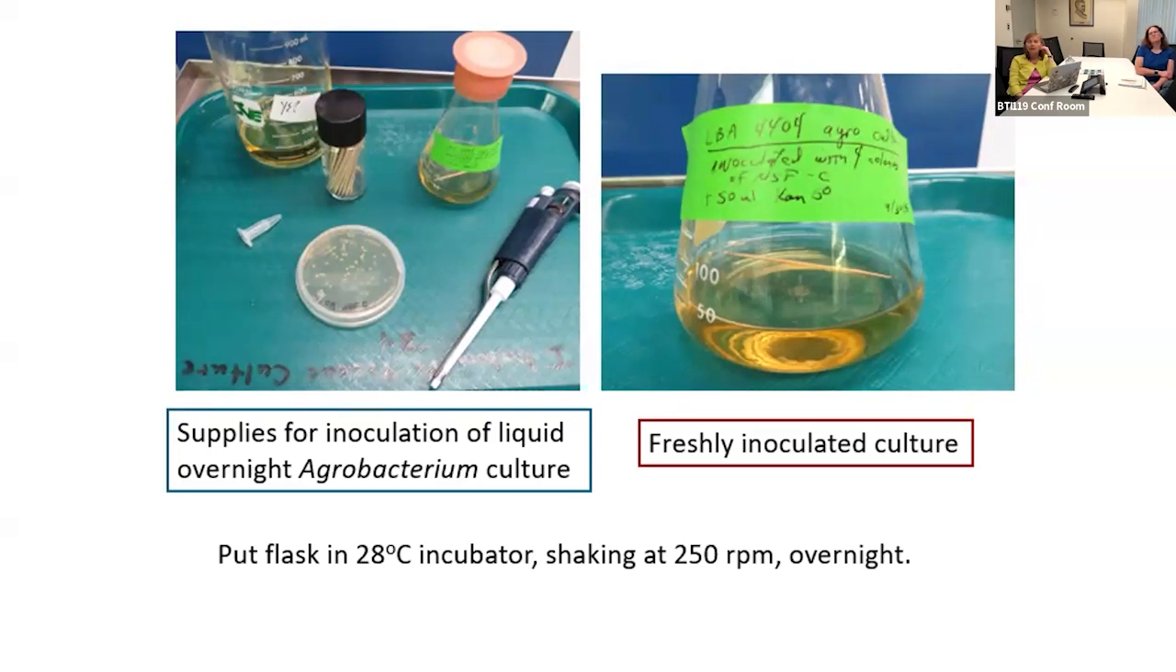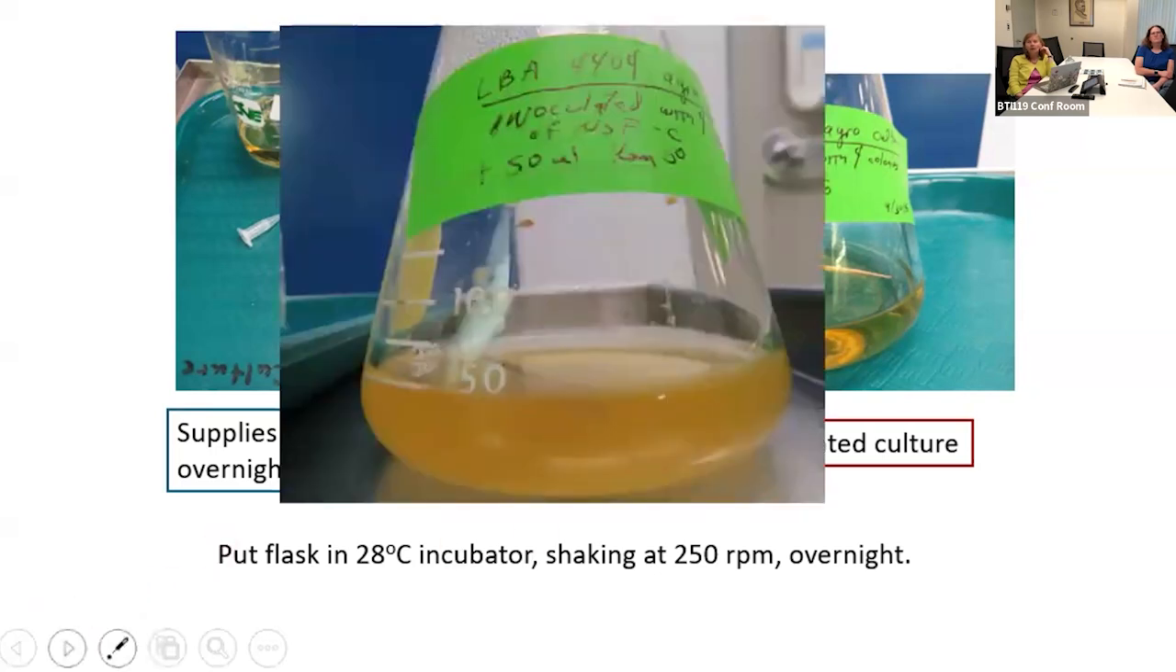And Amy, if you could click the forward button again. And then after an overnight culture, this is what we see. This is the agrobacterium growth. We always measure the OD of our agrobacterium solution. And you'll see in our protocol the OD 600 that we're trying to hit.